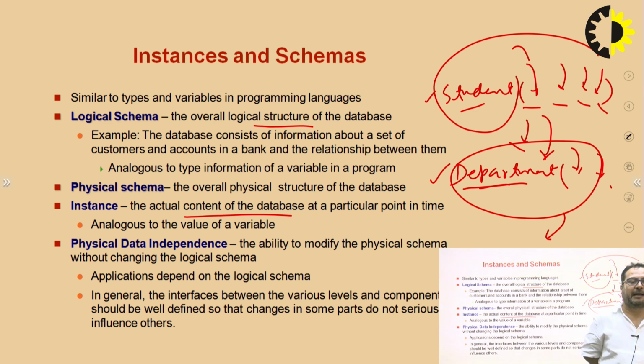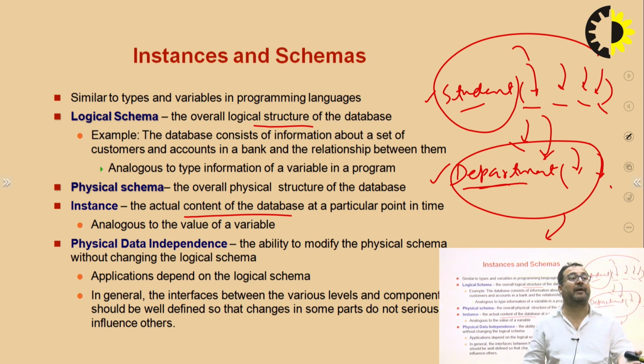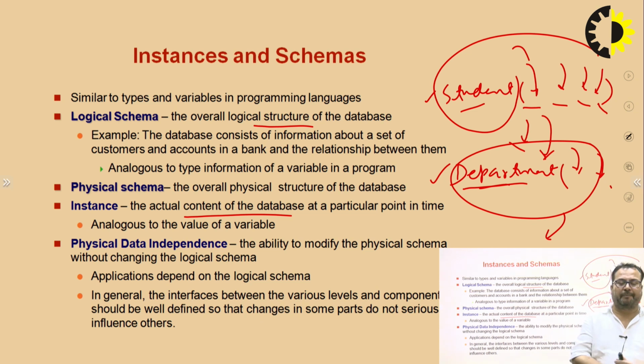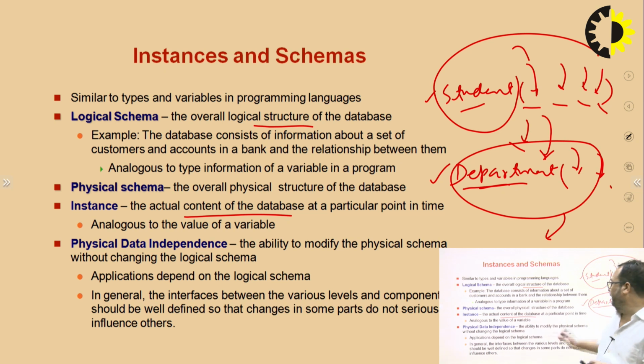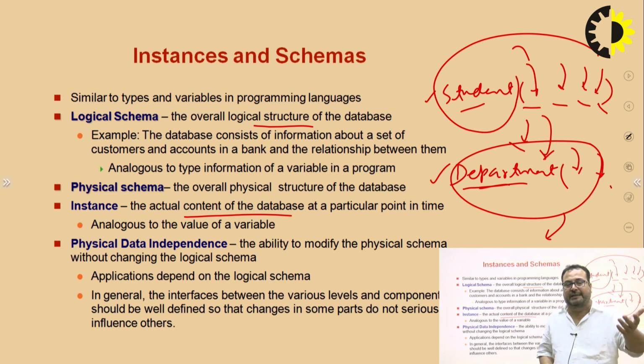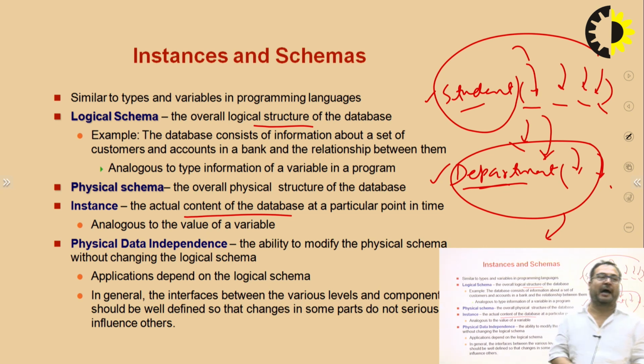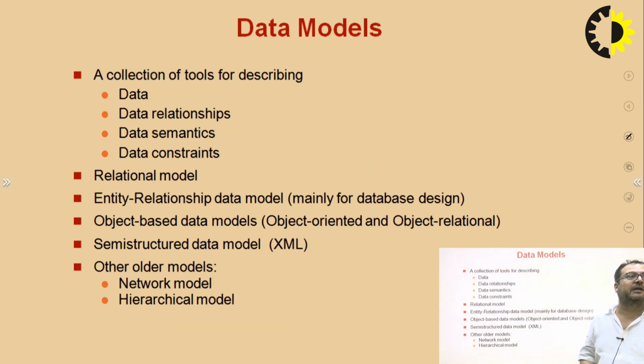The next term is called data independence. So what is data independence? Basically, data independence is the capacity to change one level of schema without affecting the higher level schema. So there are two types: one is physical data independence and the second one is logical data independence.